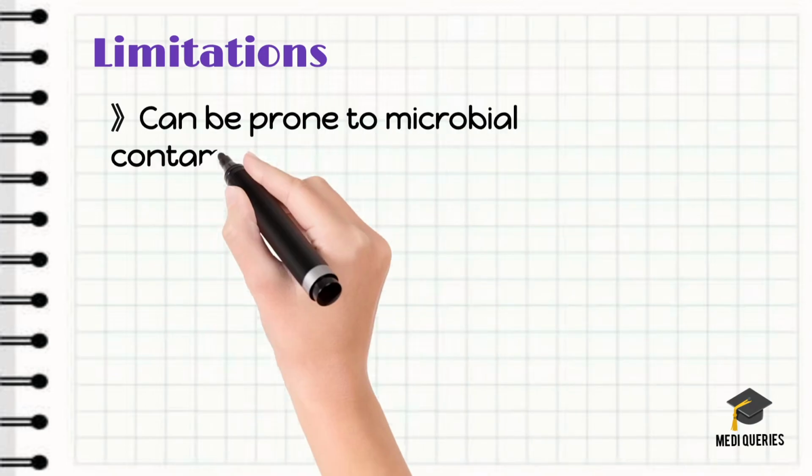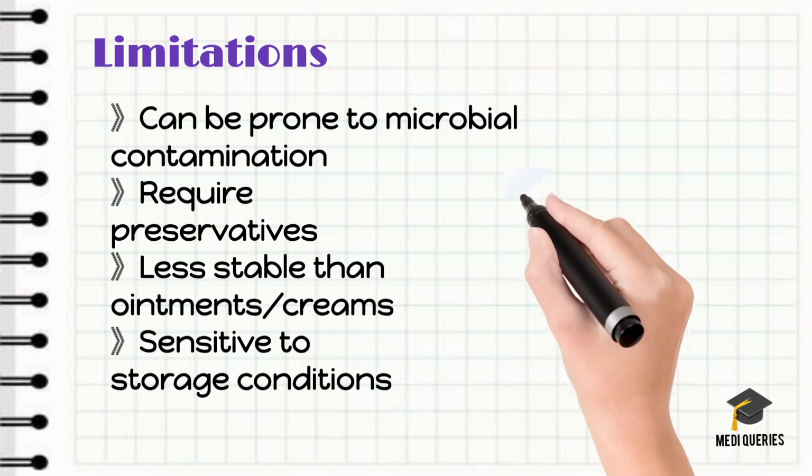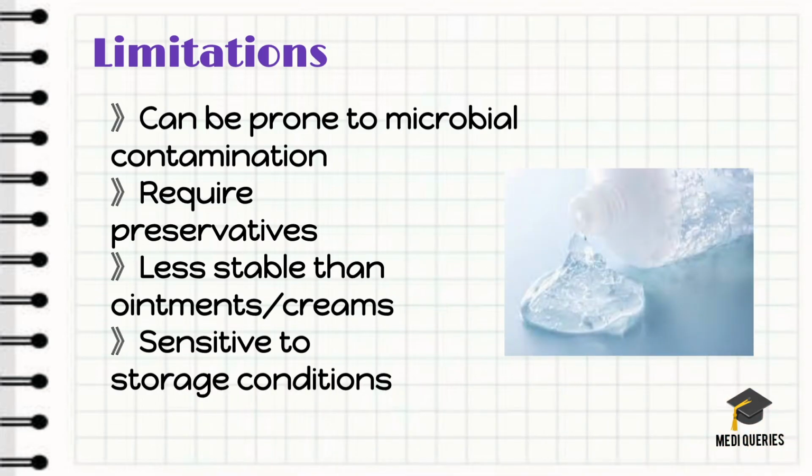Let us see the limitations of the jellies. Despite their benefits, jellies do have certain limitations that must be considered during the formulation and use. Since they are primarily water based, they are more susceptible to microbial contamination, and therefore require effective preservation and proper storage. They may dry out or shrink over time, especially when the container is not sealed properly or stored under low humidity.